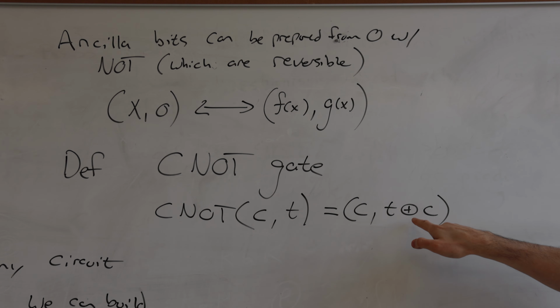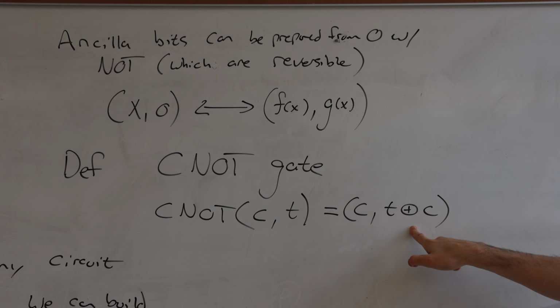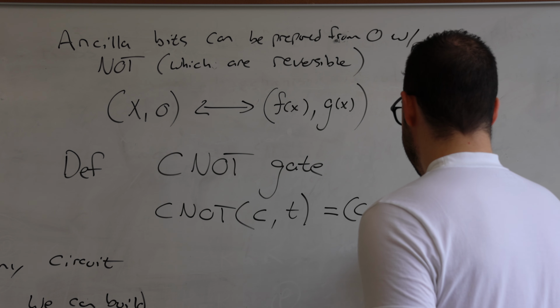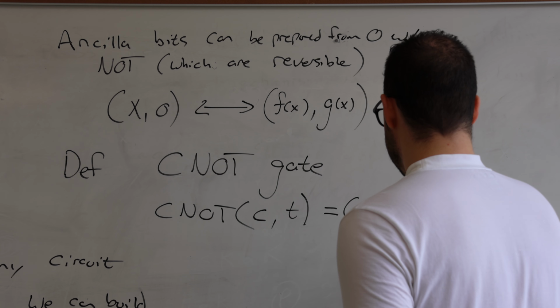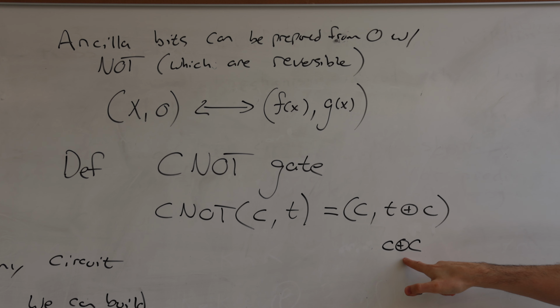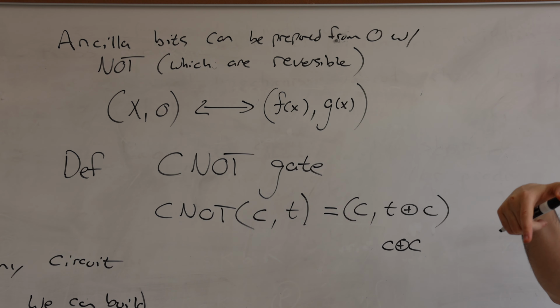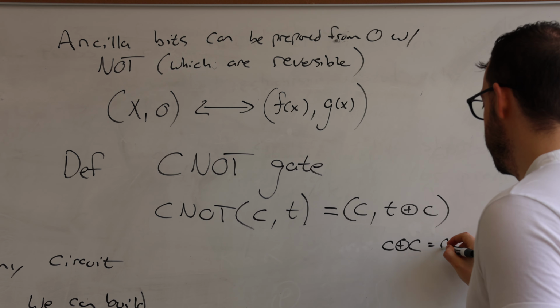Exactly. How could I subtract? Think about addition modulo 2. Exactly right. Would everyone agree that for any input bit x, or let's just think about using C, what is this going to evaluate to? C plus C mod 2 is going to be 0. Because if C is 0, 0 plus 0 is 0. If C is 1, 1 plus 1 is 2, I loop back around to 0. Okay? So C plus C is going to be 0.